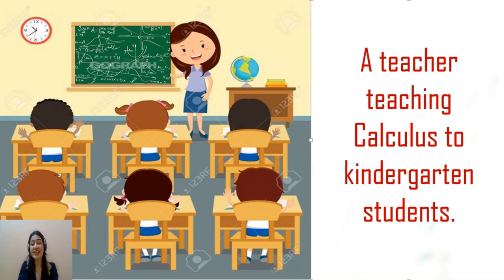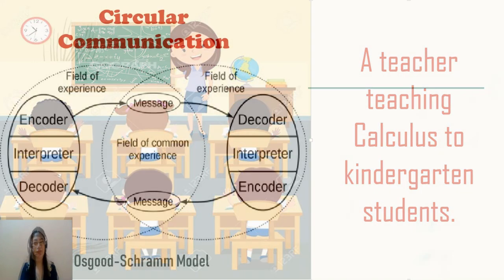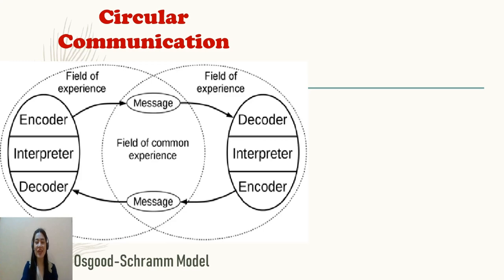So meaning to say in this situation, effective communication did not take place because the teacher's background knowledge is higher compared to the kindergarten students. So motto, according to Oscar Graham's model, the field of experience should also be considered when communicating with other people. Now let's look at the model.